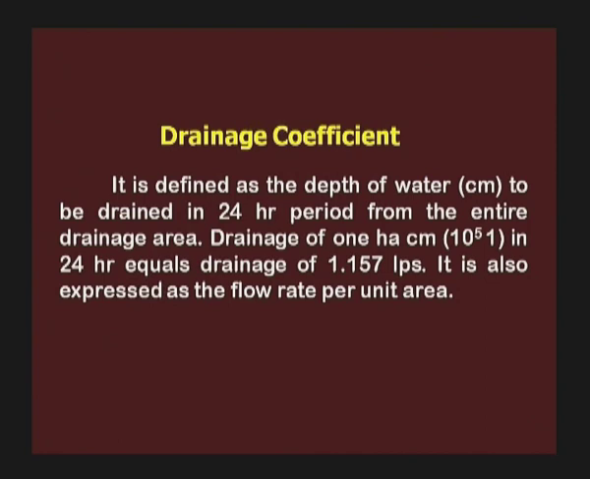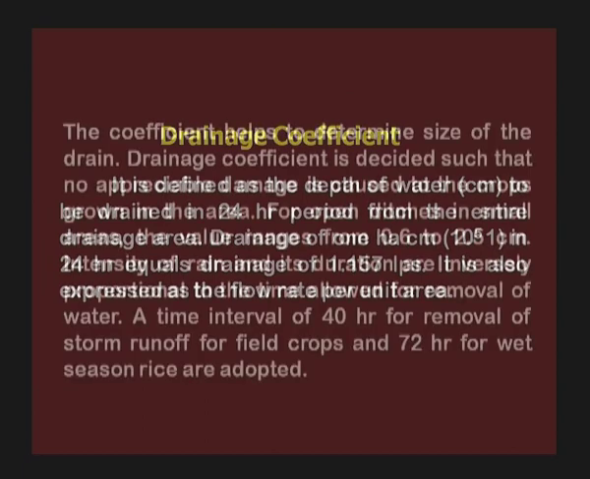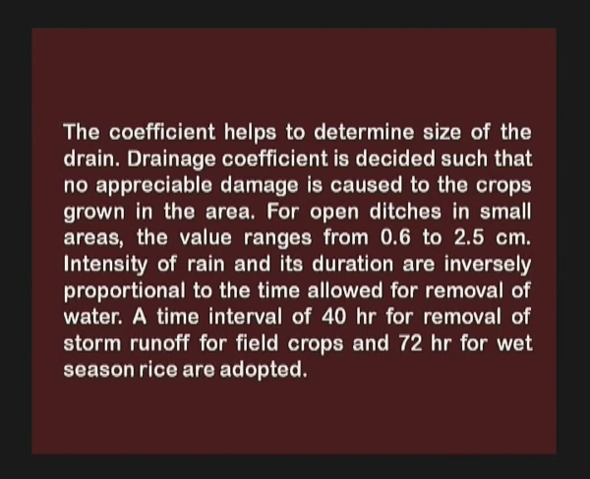Drainage coefficient. It is defined as the depth of water in centimeter to be drained in a 24 hour period from the entire drainage area. Drainage of 1 hectare centimeter in 24 hours equals drainage of 1.157 liters per second. It is also expressed as the flow rate per unit area. The coefficient helps to determine the size of the drain. Drainage coefficient is decided such that no appreciable damage is caused to the crops grown in the area.